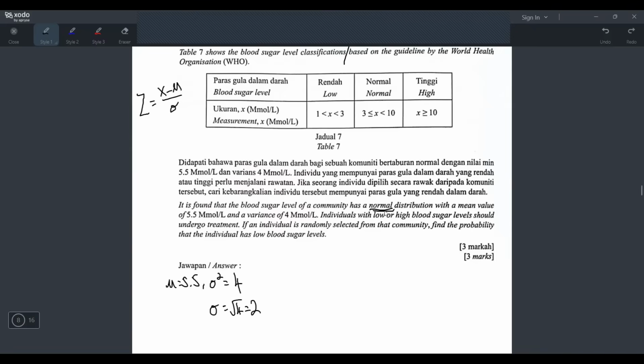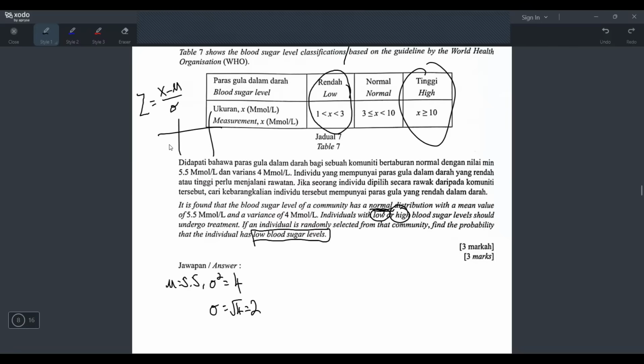And then it says individuals with low or high blood sugar level should undergo treatment. So which ones have to undergo treatment? This one and this one. Okay, for low and high you have to undergo treatment. But if you're normal, then you don't need to undergo treatment. If an individual is randomly selected from the community, find the probability that the individual has low blood sugar level. So they want to find probability. It means later when you read the table, you have to look from the outside or look from the inside.